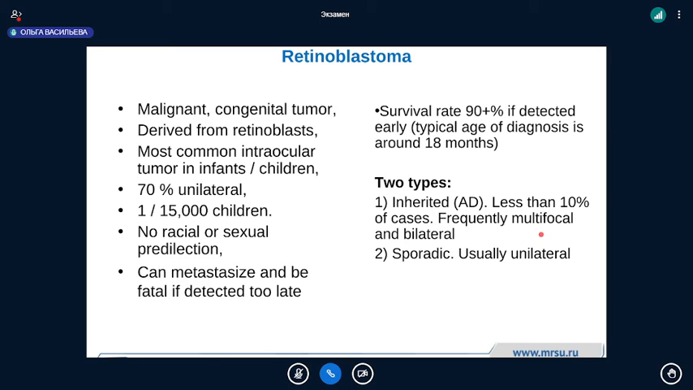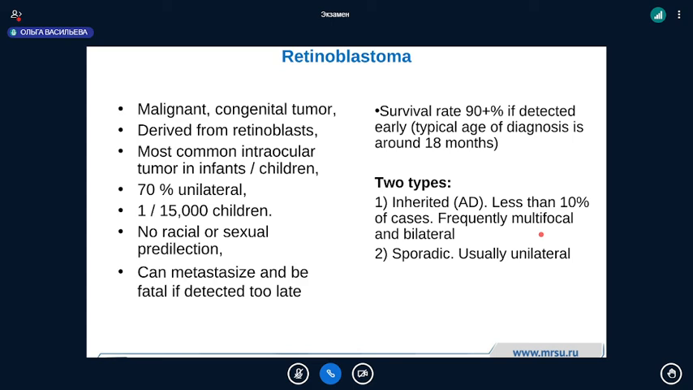It can be in one child from 50,000. It has no racial or sexual predilection. It can metastasize and be fatal if detected too late. Survival rate is 90% and more if detected early. Typical age of diagnosis is around 18 months.